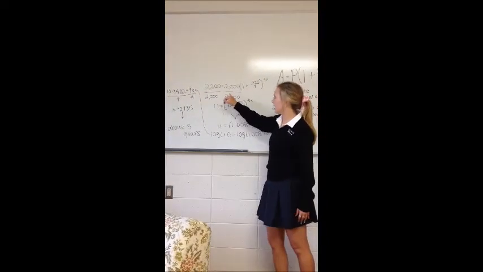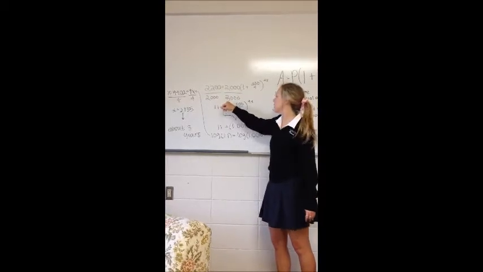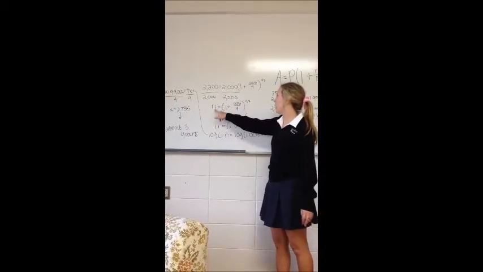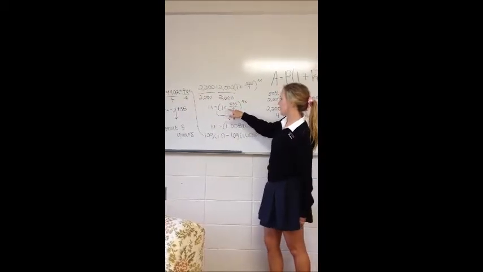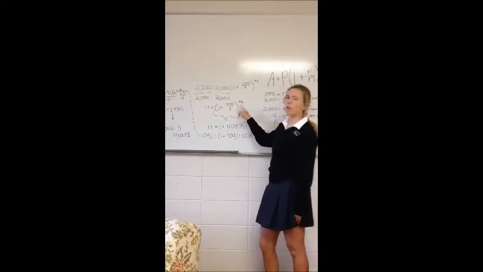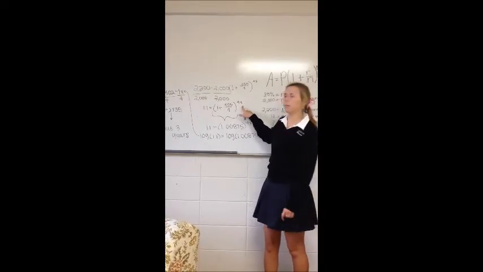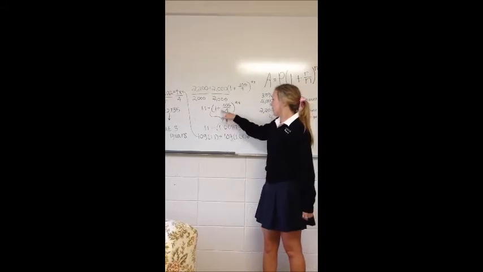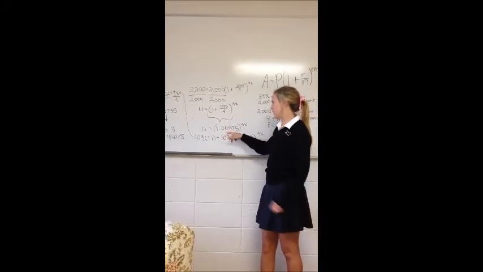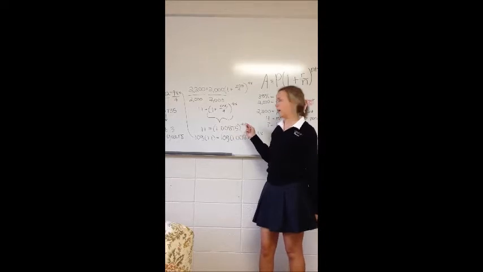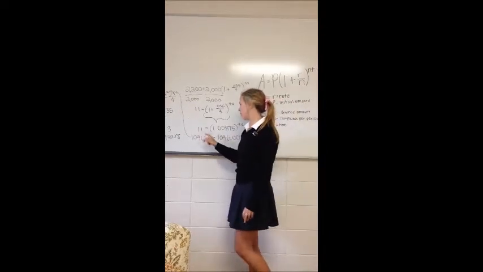First, you start by dividing $2,200 by $2,000, which gives you 1.1. Then you would have 1 plus 0.035 divided by 4 to the 4x. X represents your time. This translates into 1.00875 to the 4x, which is equal to 1.1.